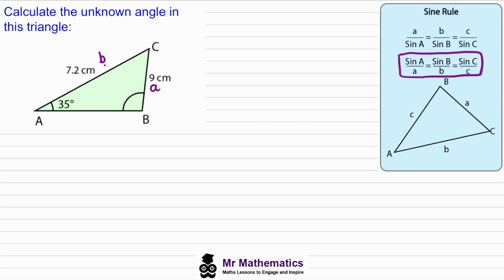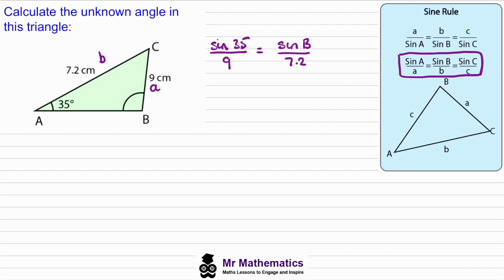Now if we substitute these values into our formula, we've got the sine of angle A, so the sine of 35, over the length opposite this angle, 9 centimeters, will equal the sine of angle B, which is the angle we're trying to find, over its opposite length, 7.2 centimeters.